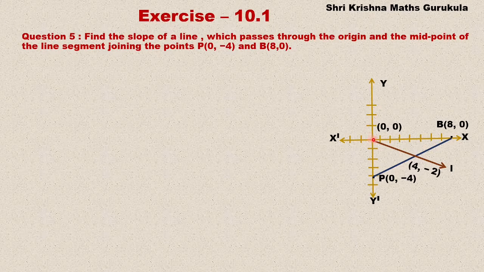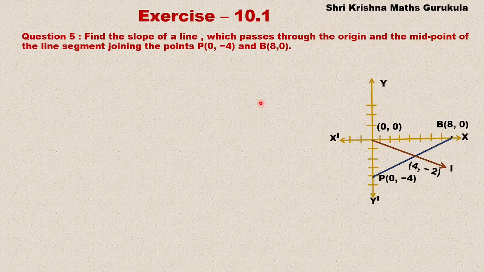The line passes through the origin and also passes through the midpoint of the line segment PB. So the line is this side. When we say that the line passes through the origin, it can be here or here. They have clearly specified that it passes through the origin and through the midpoint of this line segment PB. So our line is like this, and we have called this line L. Now we have to find the slope of the line.